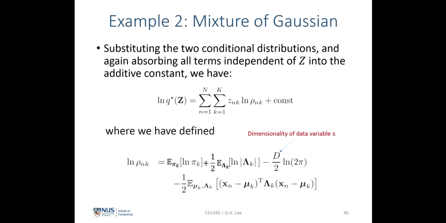Now substituting all the expressions that we have derived earlier for the likelihood as well as the conjugate prior into the joint distribution, we can obtain the optimal form of log q of z to be this expression over here, where log of rho would simply be given by this complicated expression. I won't go through the derivations of this expression. I'll leave it as an exercise for you to do.